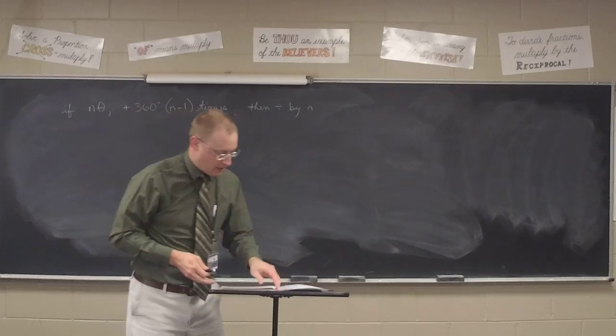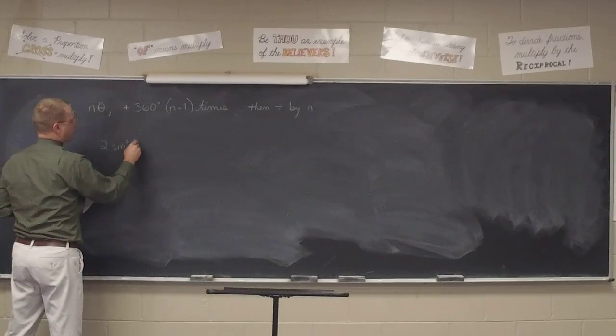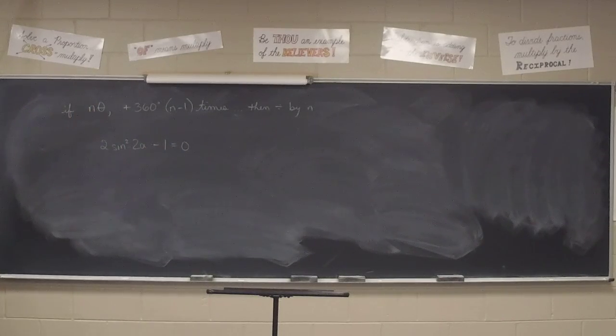Write this down, if you would, please. 2 sine squared 2 alpha minus 1 equals 0.